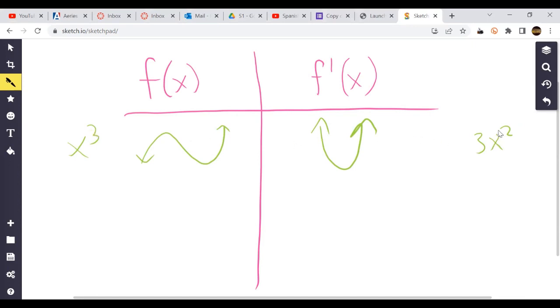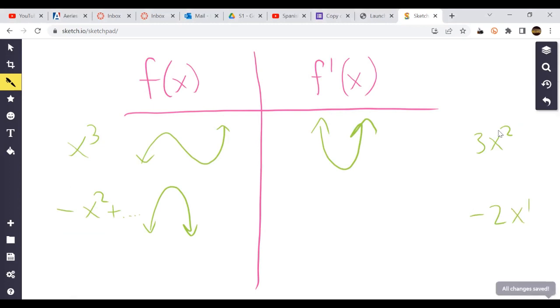What about this? What if I have an upside down parabola? An upside down parabola is like a negative x squared, and maybe some other pieces, but the strongest piece is this one. So what would be the derivative of a negative power 2? It would be something like a negative power 1. And we know that a power 1 is like a line.